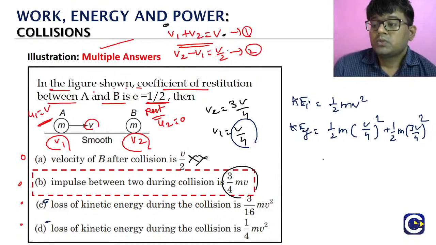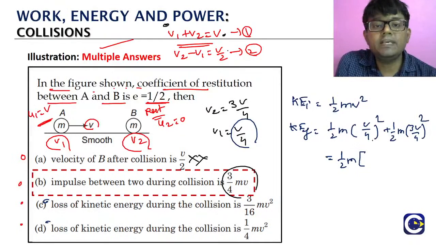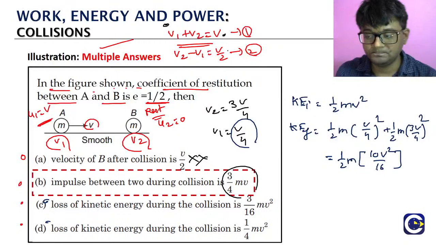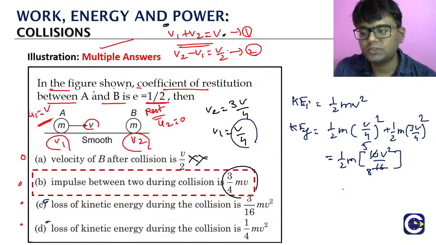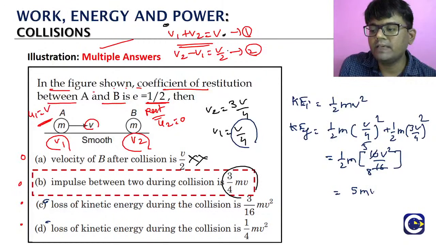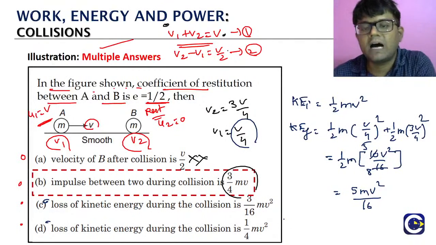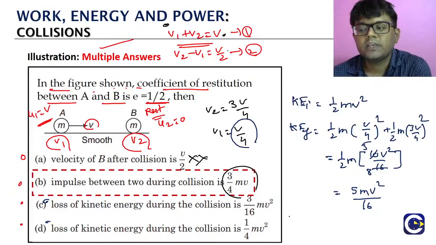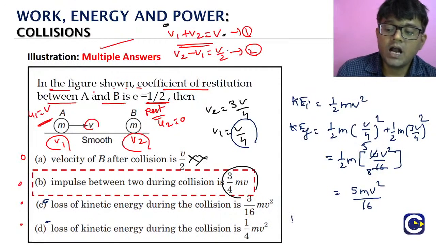So we can take out half m common. This is v square by 16 plus 9v square by 16, totally 10v square by 16. So totally we have 5 m v square by 16. So initial kinetic energy is half m v square. Final kinetic energy is 5 m v square by 16. They're asking us what is the loss in kinetic energy. So the loss is half m v square minus 5 m v square by 16.